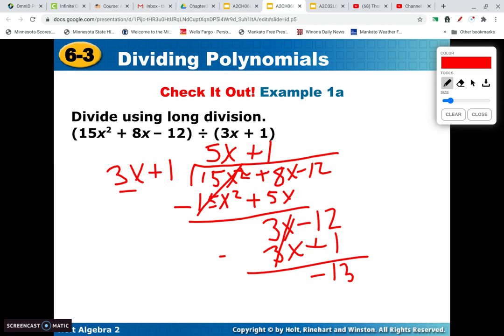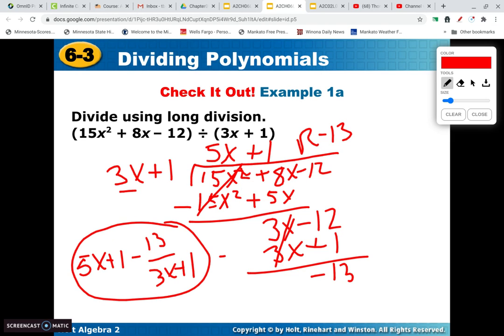So we could say a couple ways. We could say 5x plus 1 with a remainder of negative 13. Or the other way to write that is our answer is 5x plus 1, and then minus, because it's a negative, 13 over what we're dividing by, 3x plus 1. Those are two different answer choices that you have.